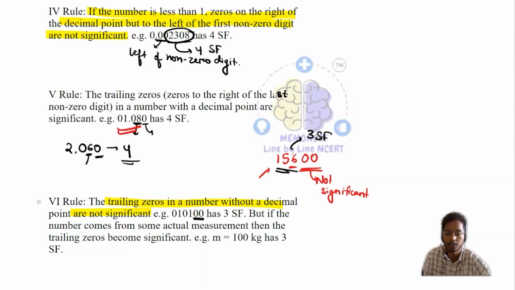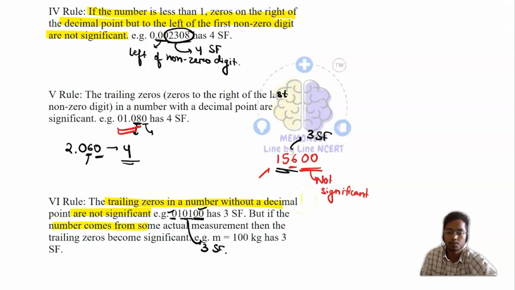0100100. Here there are trailing zeros after the non-zero digit, and before the non-zero digit there is another 0. This is not significant and these two zeros are not significant. So we have only three significant figures here.